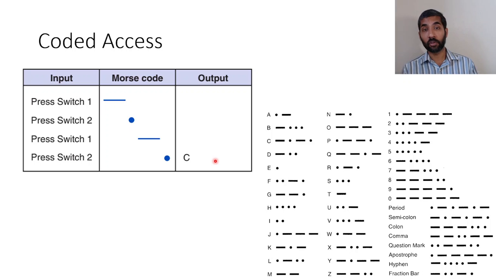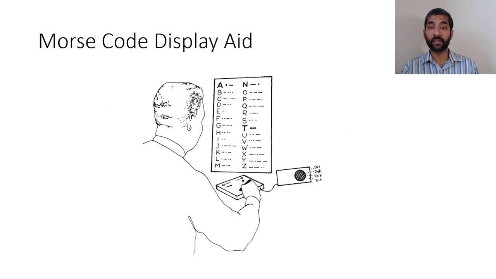You could use Morse code or some kind of output, and you can put a Morse code table in front of a person, and they can just use one switch to tell you something, and that is a possibility.